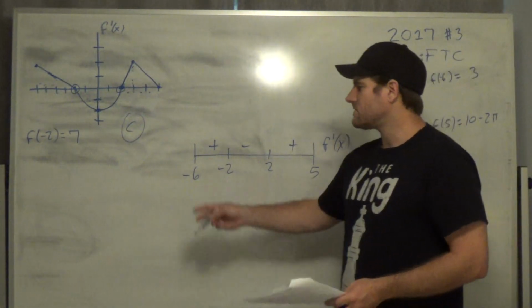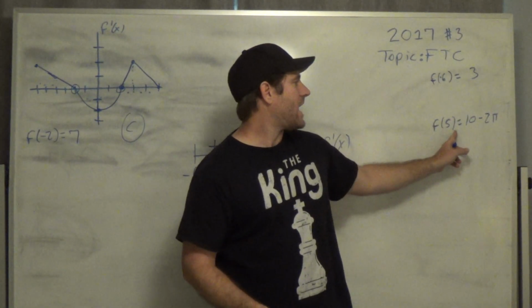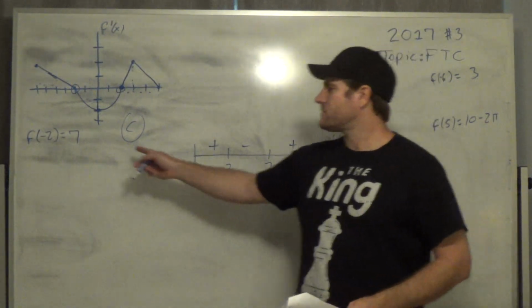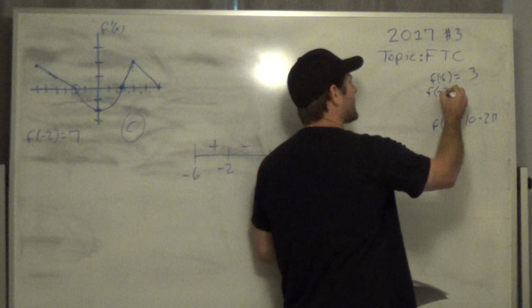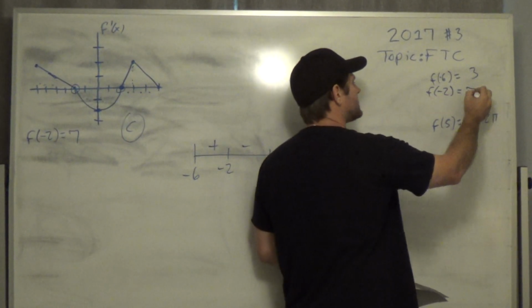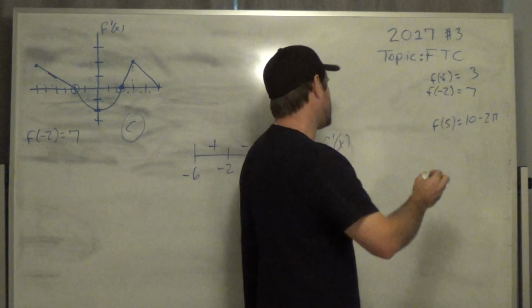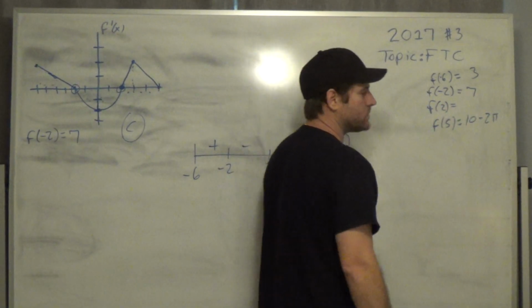So what is f of -6? Well, I already found it. It's 3. What is f of 5? I already found it. It's 10 minus 2 pi. What is f of -2? They already gave it to me. f of negative 2 is 7. Now, we don't know which one of these could be the min or max, but there's one that we don't even know, which is f of positive 2.